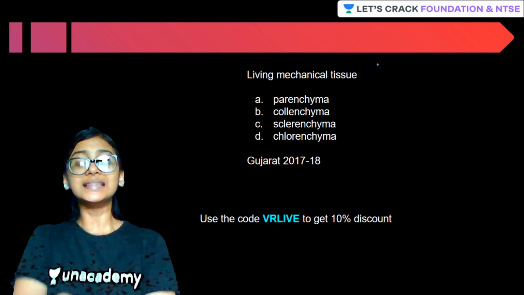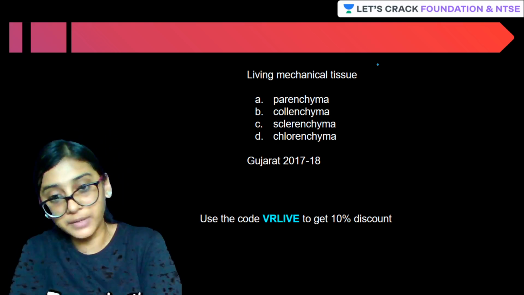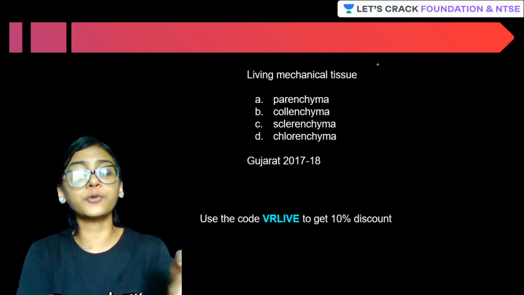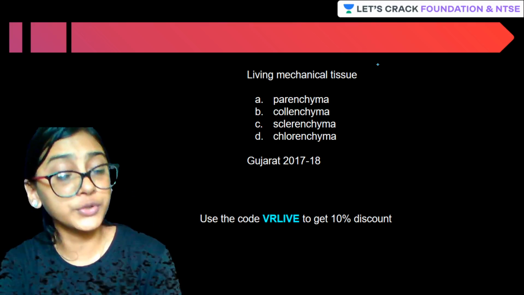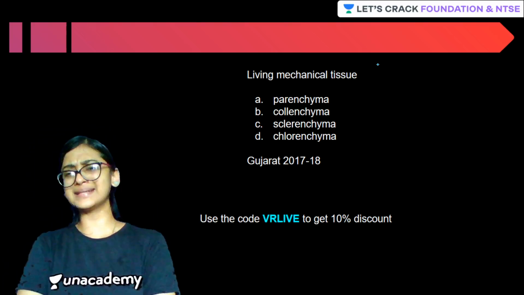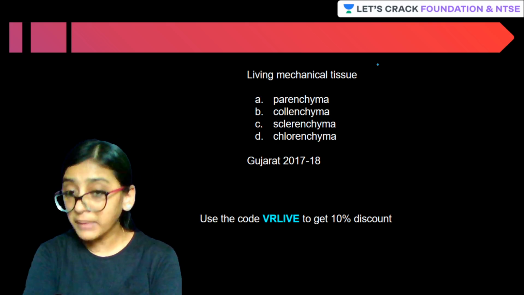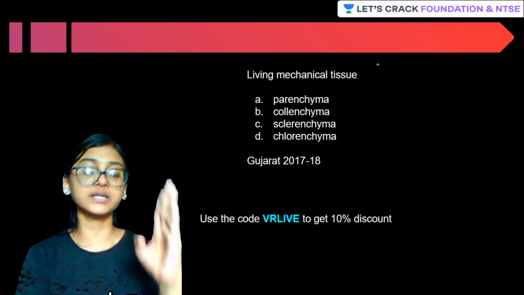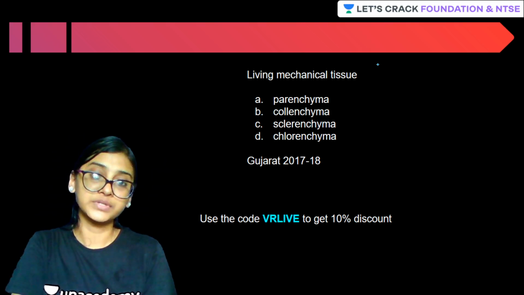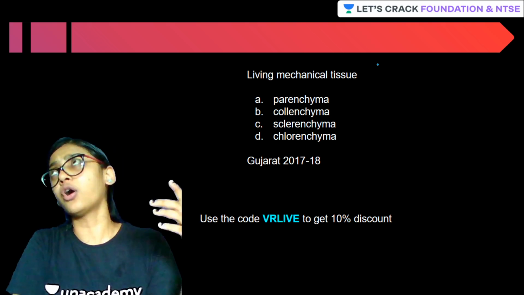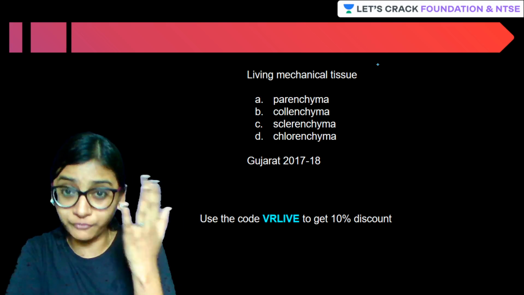Again a tissue question. Living mechanical tissue: parenchyma, collenchyma, sclerenchyma, chlorenchyma. You have to know all the properties of these simple permanent tissues. Do you know what these tissues are, where you find them, what they are made up of, and the difference between them? Anyone? My dear students, parenchyma is a living tissue, but it does not help in mechanical work. It acts as packaging material, stores food, helps in the floating of plants, and also helps in photosynthesis.